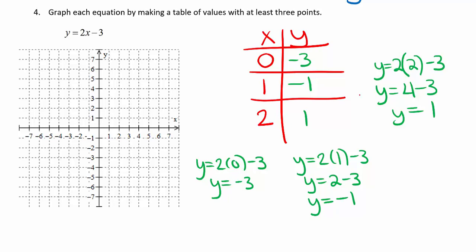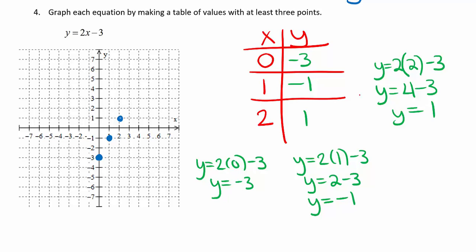And so now I'm going to plot these points. X is 0, y is negative 3, x is 1, y is negative 1, and x is 2, y is positive 1. If I have done my math correctly, these points should lie in a straight line. If they don't, it means I probably made a mistake somewhere along the way.